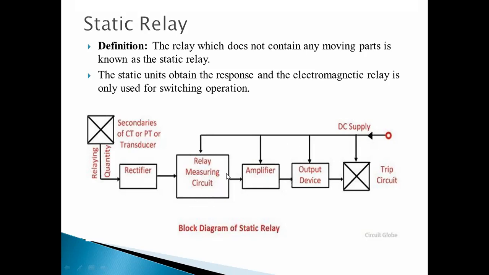In this relay measuring circuit, this is our actual power supply, and if a fault occurs, the current flowing through it will be compared here. If this current is greater than the actual current, then it is given to the amplifier circuit, the output device, and then to the trip circuit, that is, to the circuit breaker for operation.